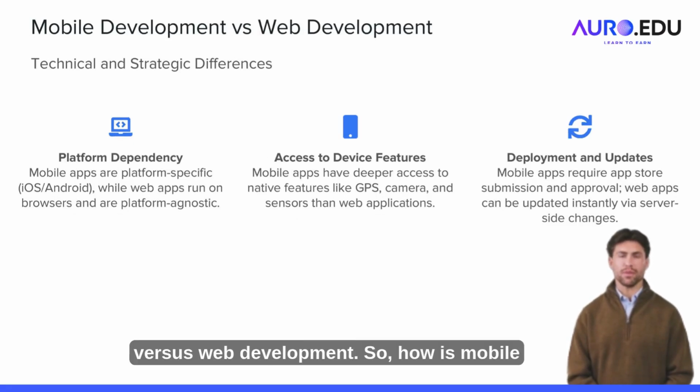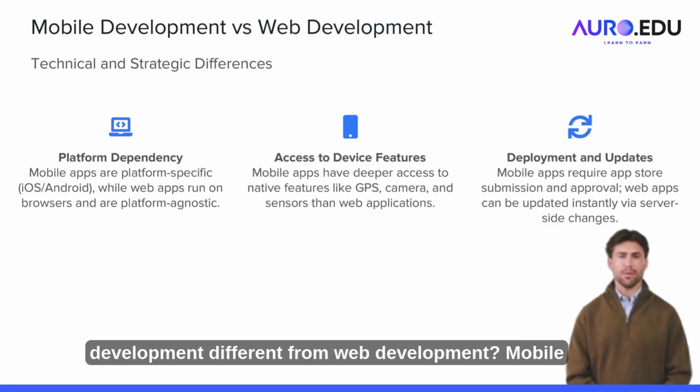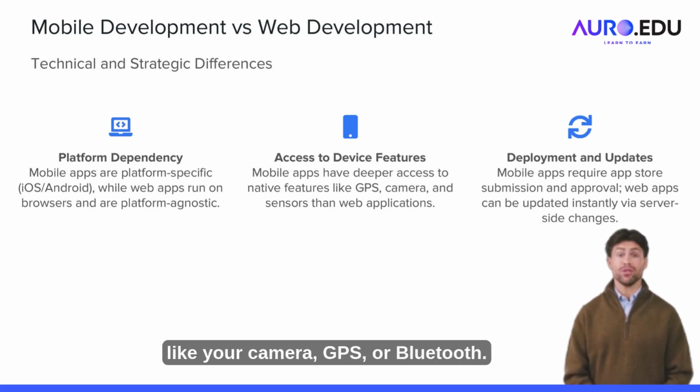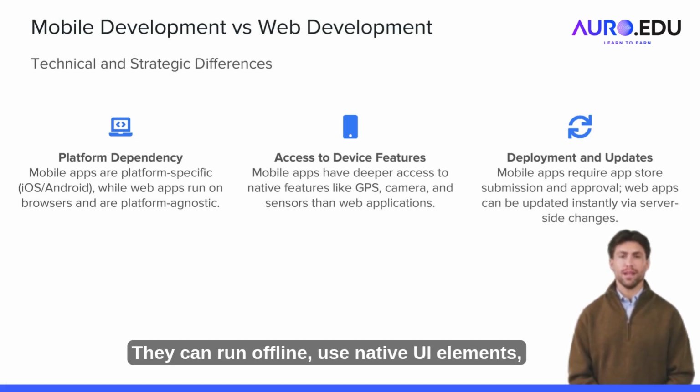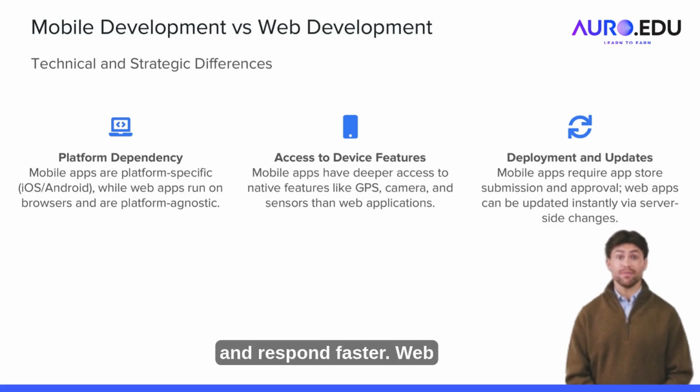Mobile versus web development. So, how is mobile development different from web development? Mobile apps are installed on a device and can access features like your camera, GPS, or Bluetooth. They can run offline, use native UI elements, and respond faster.